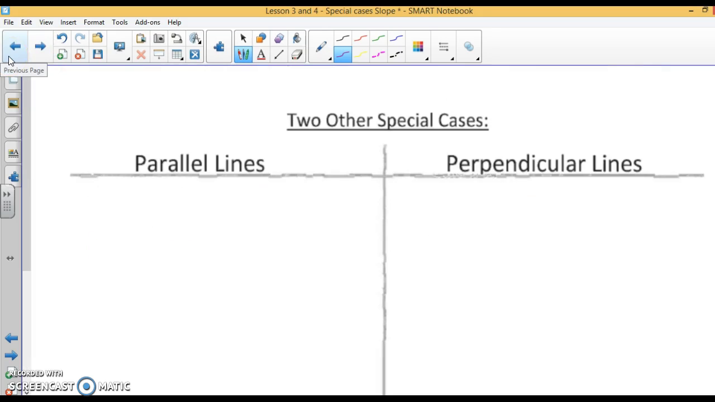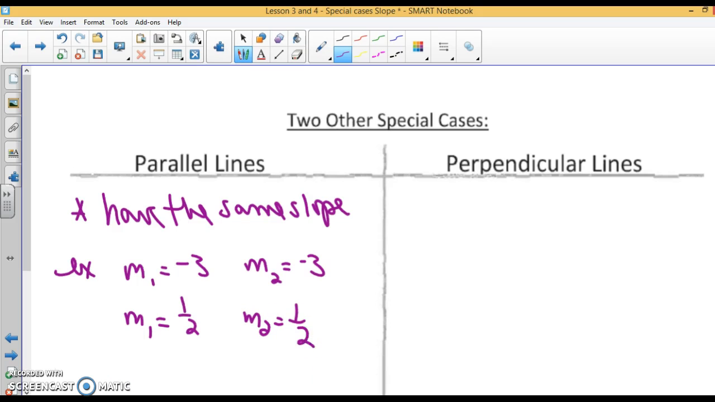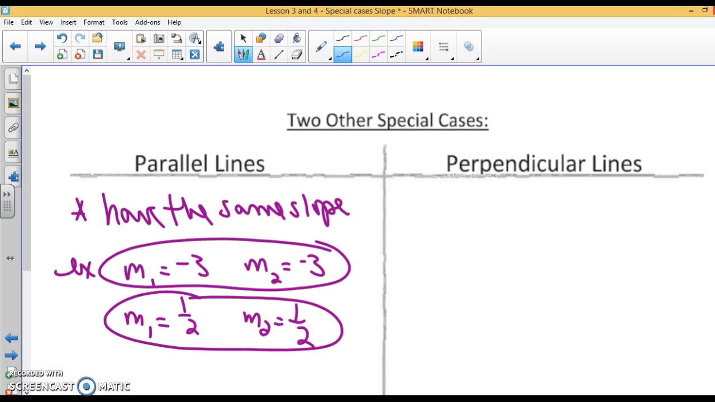Two other special cases of slopes. Parallel lines have the same slope. So, for example, slope of line sub 1 is -3. The slope of line sub 2 would also be -3. You could have a slope for line sub 1 is 1/2, and the slope of line sub 2 would also be 1/2. These two are parallel to each other.